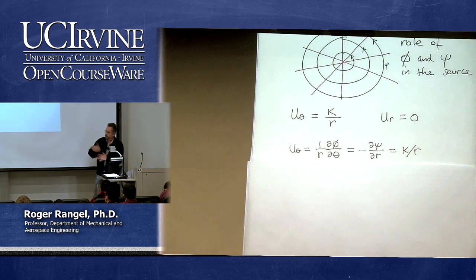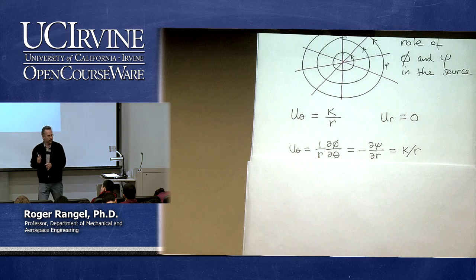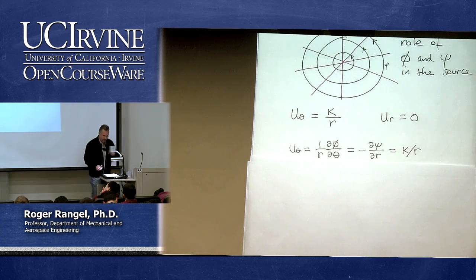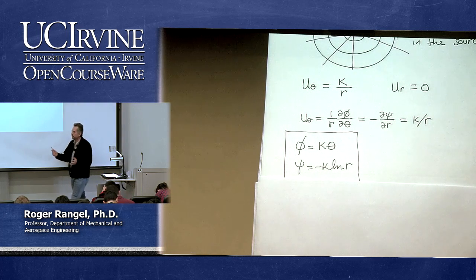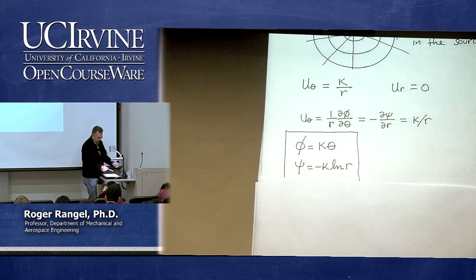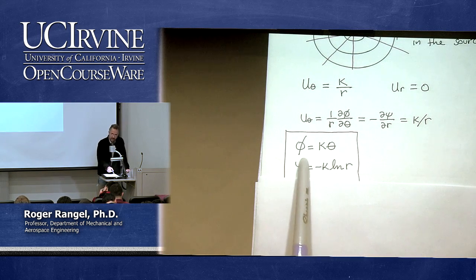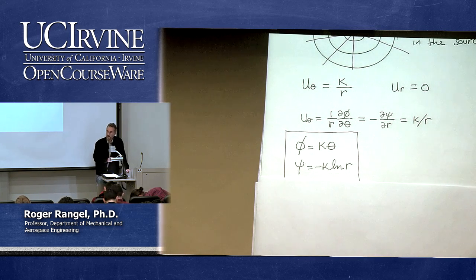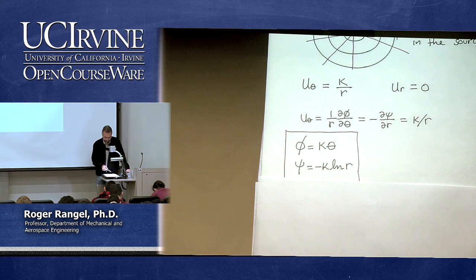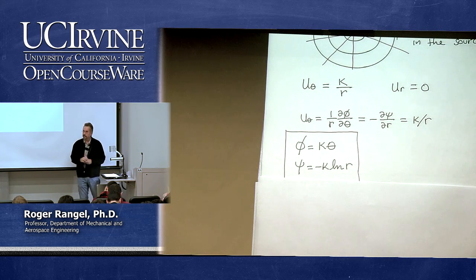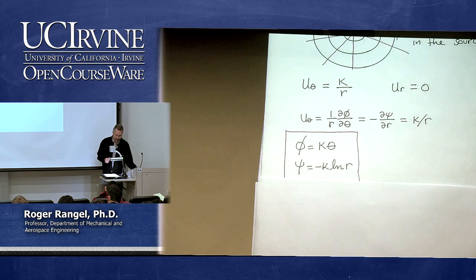So I can go through the same equations to find phi and psi through the definitions of phi and psi, and I would find essentially the opposite: the potential function phi is some constant times theta, whereas the stream function is some constant, which happens to be negative, times the natural log of r. If you compare these to the previous result, you'll see that they flipped nature.